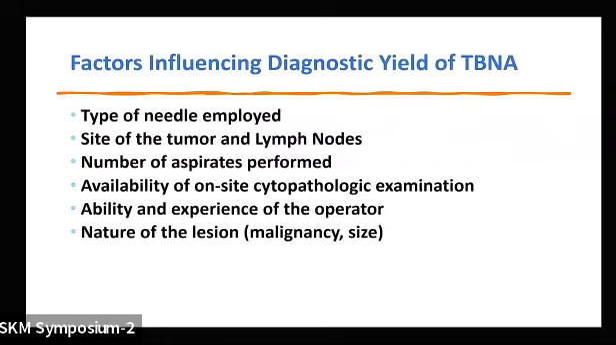There are many factors which influence the diagnostic yield of these aspirations. Definitely the type of the needle employed. A bigger bore of the needle doesn't necessarily mean a better sample would be obtained. Site of the tumor, lymph nodes, is also very relevant. Number of aspirates, generally 5 needle sticks are optimal. If more are being performed, chances are that more will not necessarily be useful, because at that point, the needle would be procuring much more bloody samples.